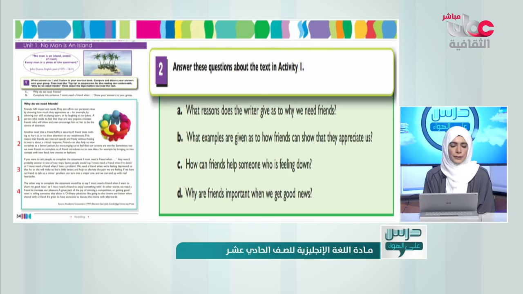And we will complete the statement, showing your answers to your group by saying, I must need a friend when, and you will choose a situation. I need a friend when I'm sad. I need to talk to a friend when I feel joy and I am happy. I want to share my information or my good news.